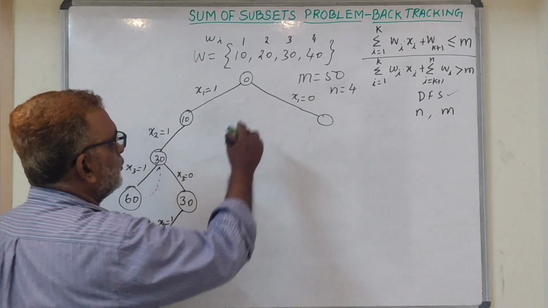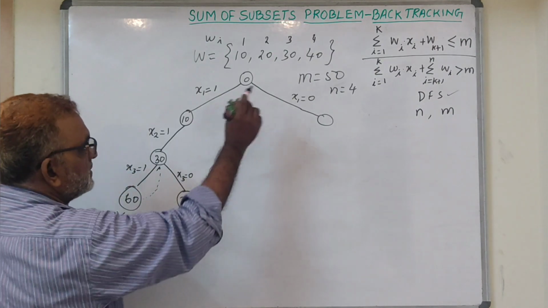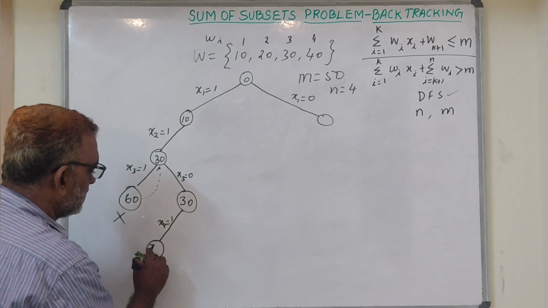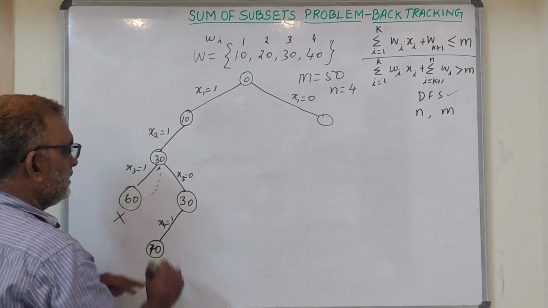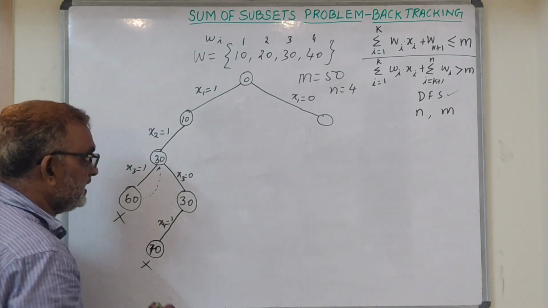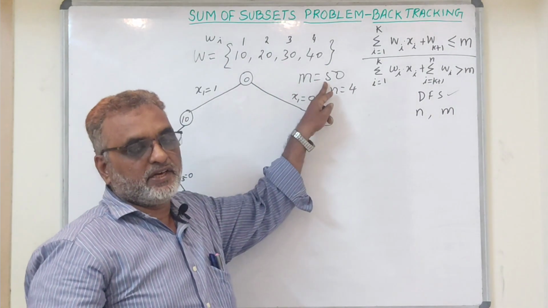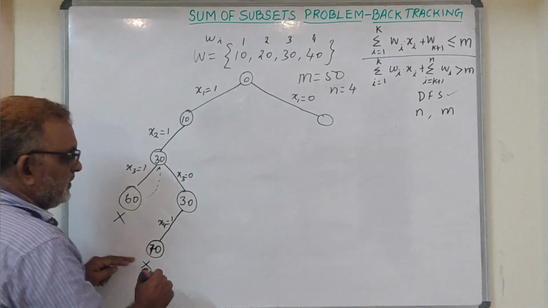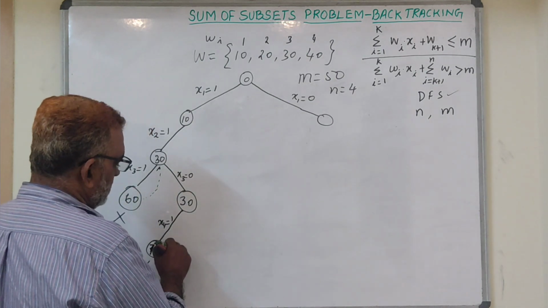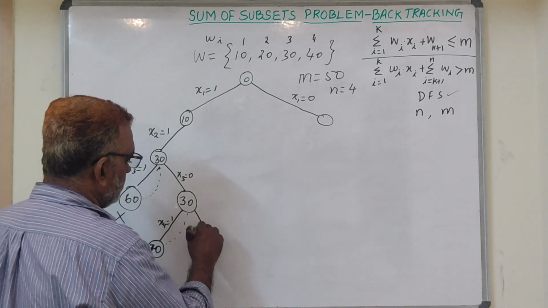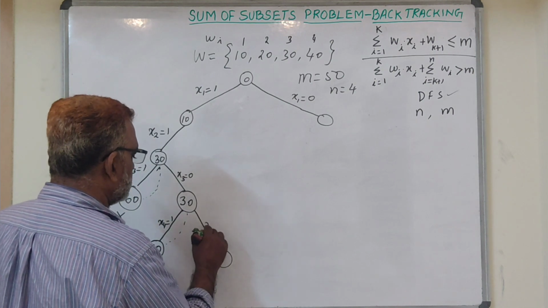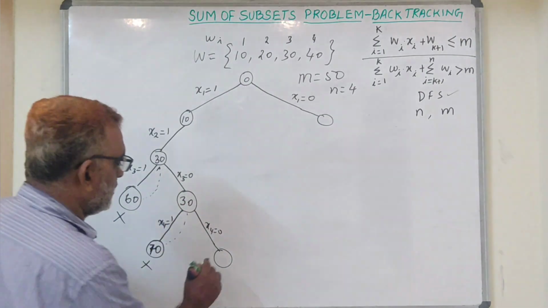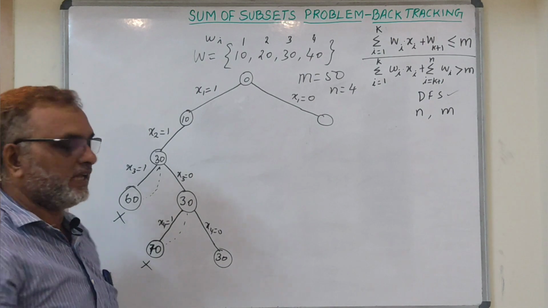x4 is equal to 1. So include the value of x4. 40 is the x4 value. That value should be added to this value, and the result becomes 70. That is 30 plus 40, 70. Again, this exceeds the specified value, that is 50. So here also this is not the solution, and we need not proceed from here. So you have to backtrack and go to the right side of x4, x4 is equal to 0. That means don't include the value of x4. So you will get 30 as a result.